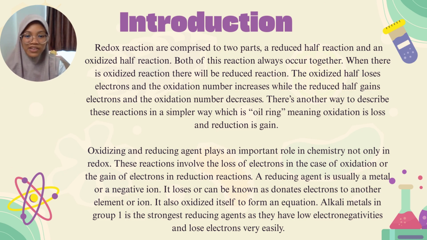Oxidizing and reducing agents play an important role in chemistry, not only in redox. This reaction involves the loss of electrons in the case of oxidation or the gain of electrons in the reduction reactions. A reducing agent is usually a metal or a negative ion. It loses, or can be known as donates, electrons to another element or ion. It also oxidizes itself. Alkali metals in group 1 are the strongest reducing agents as they have low electronegativities and lose electrons very easily.